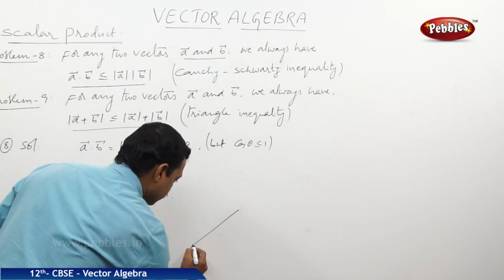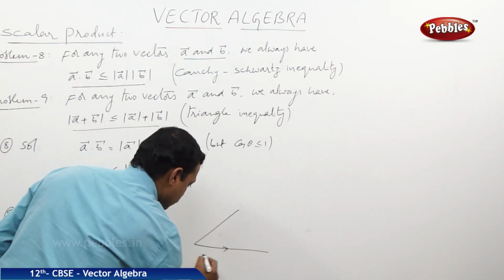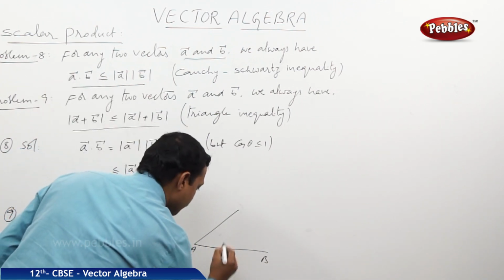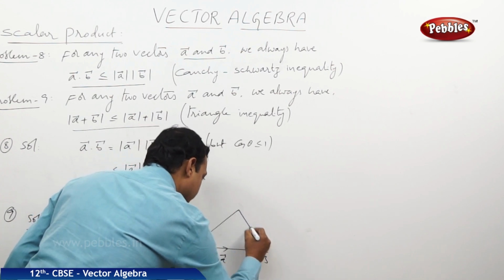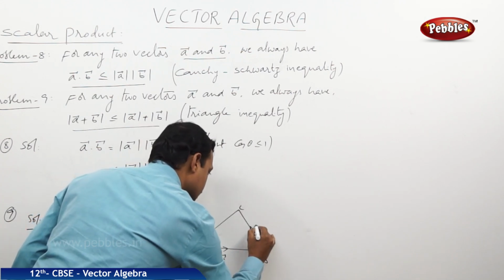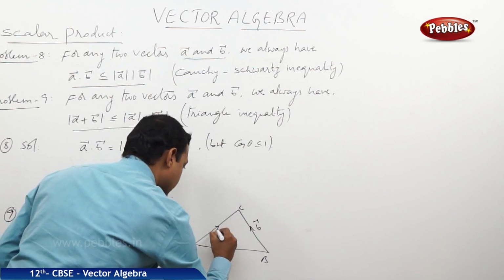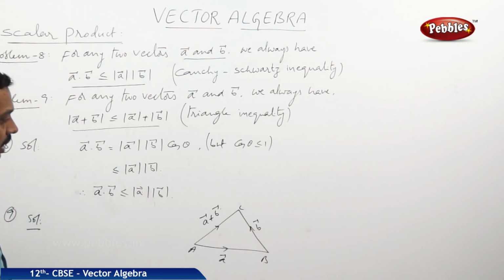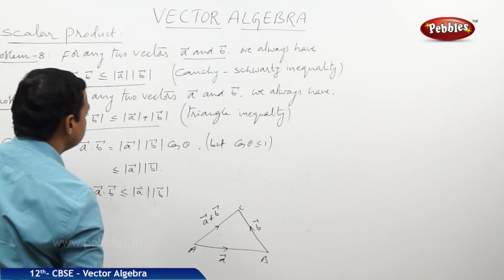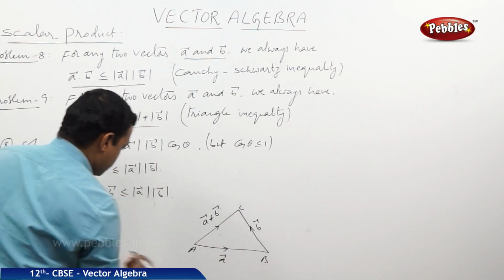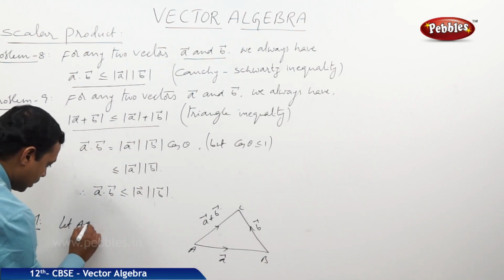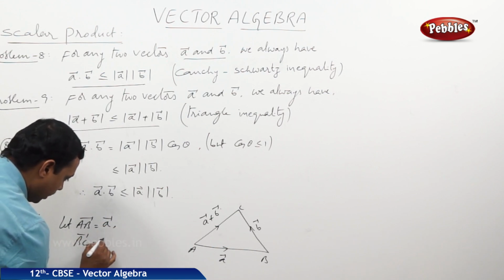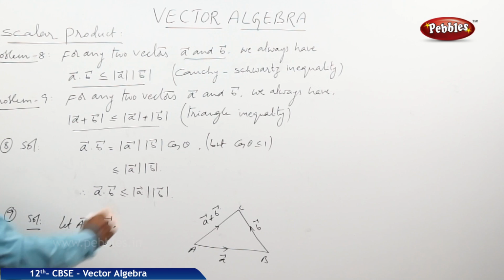Now, let us take two vectors. AB bar is A bar and BC bar is equal to B bar. Now, AC bar will be A bar plus B bar by the triangle law of addition. So AB bar is equal to A bar and BC bar is equal to B bar. Then AC bar is equal to A plus B.